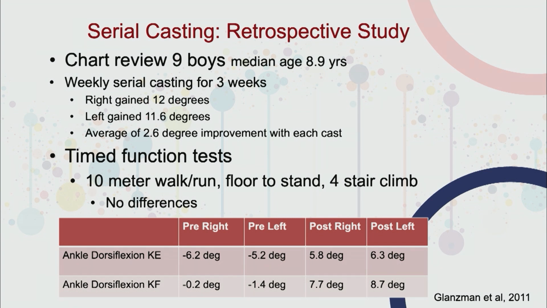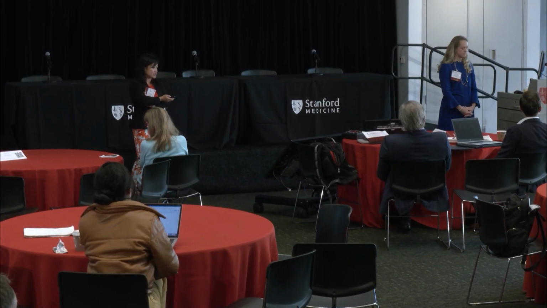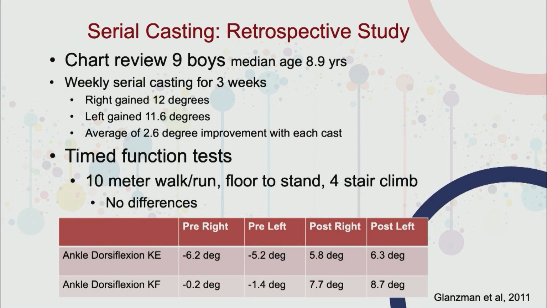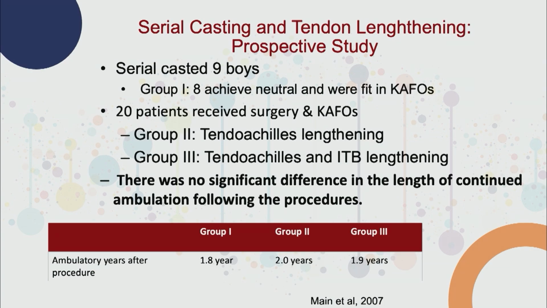Okay, real quick on serial casting. There are two studies for Duchenne, one being a retrospective review by Alan Glanzman, and what he did find was there is a gain of about 12 degrees for both legs, and about an average of a 2.5 degree improvement for each of the casts. However, it did not impact timed function tests, so we're getting a little bit of conflicting things.